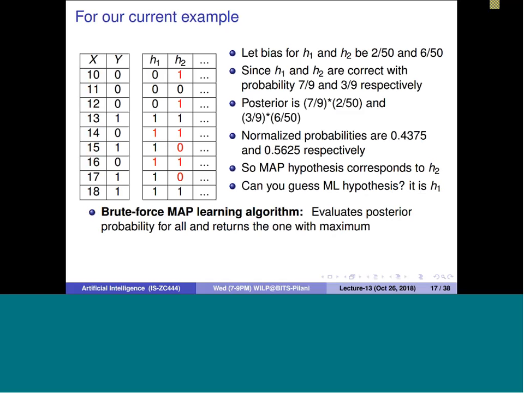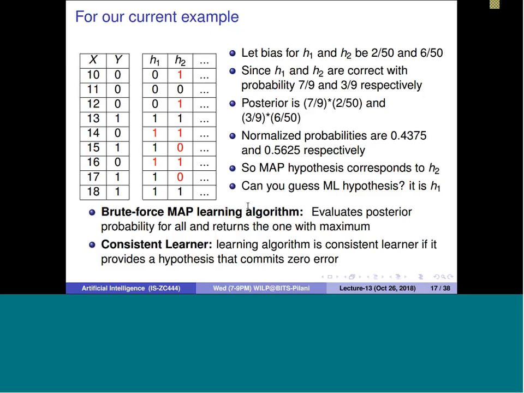So how can you go ahead finding out the H1? The brute force method that I told you is very difficult. And there is one more concept, the consistent learner concept, which tells that there could be more hypotheses which are actually committing no errors. That is not important. So this slide is very important.